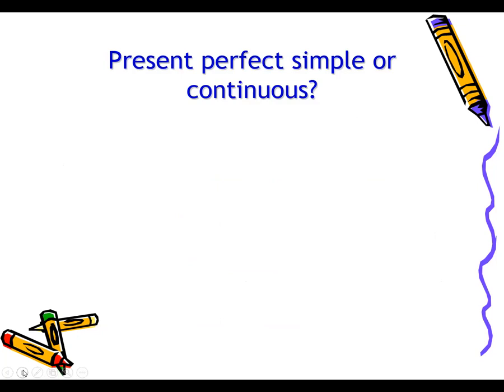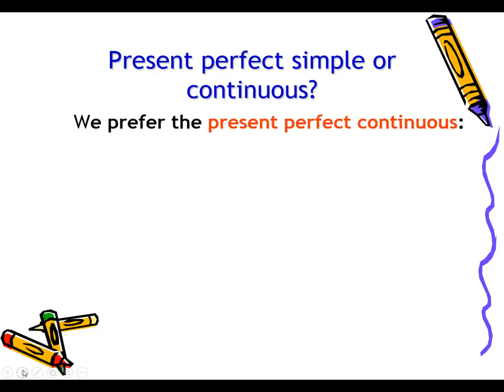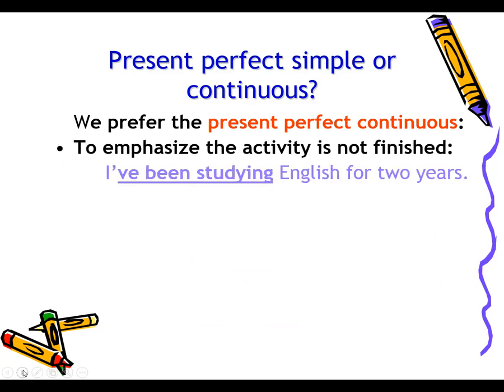Now, another important preference is where we can use present perfect continuous. Now, in which situation will we use present perfect continuous? To emphasize that the activity is not finished: I have been studying English for 2 years. It means you will be studying for 2 more years as well. For example, to complete a 4-year BS, you have been studying English for 2 years and you will be studying for 2 more years as well.